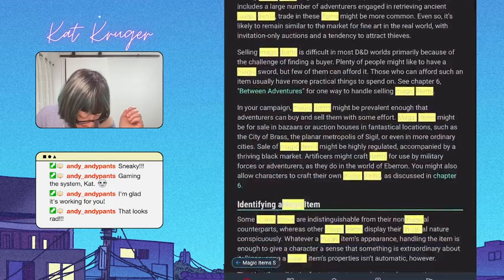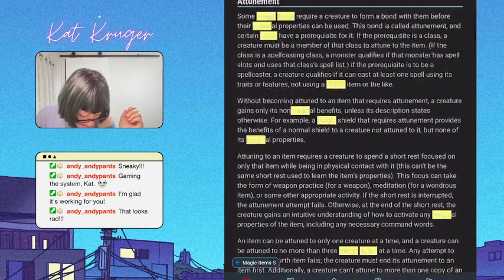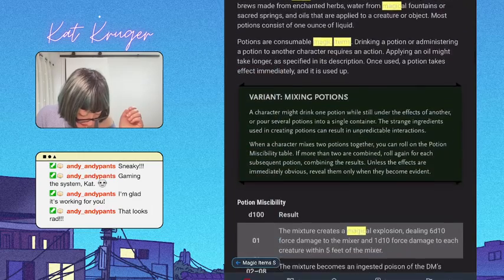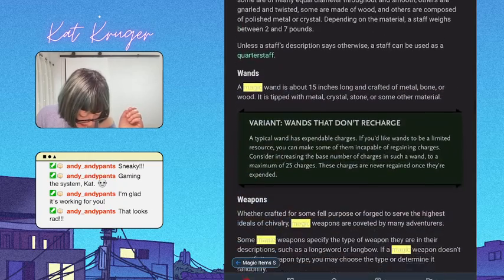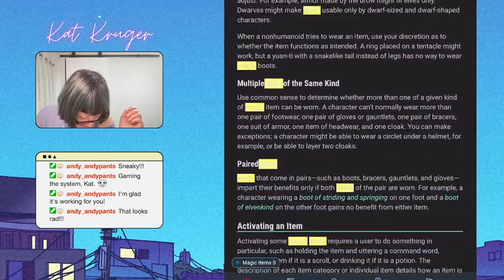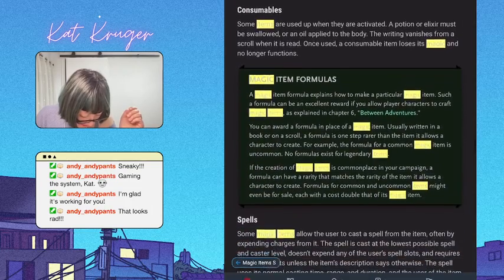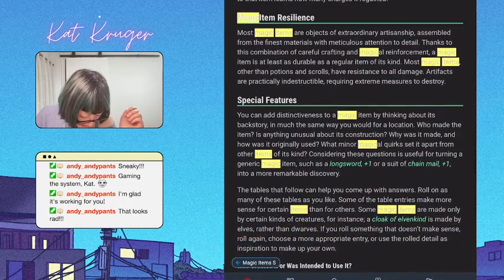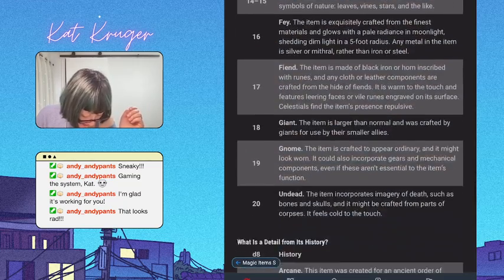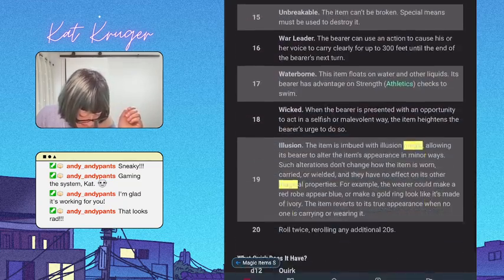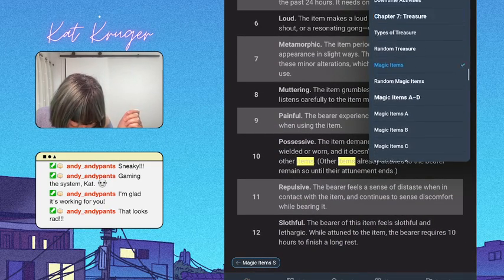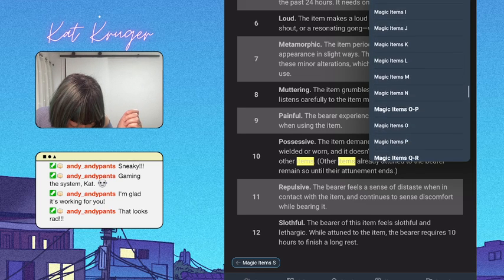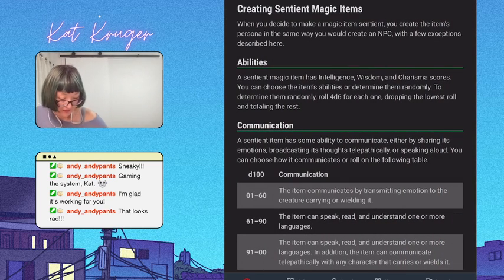It's gotta be in here somewhere. Attunement, cursed, magic categories, rings. Yeah, there's tons of information here about different types, but I'm looking specifically for the sentient one, which I found on my desktop computer, or my laptop, but I'm trying to find it here. Creating sentient magic items. Here we go.